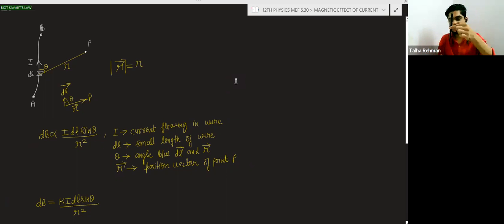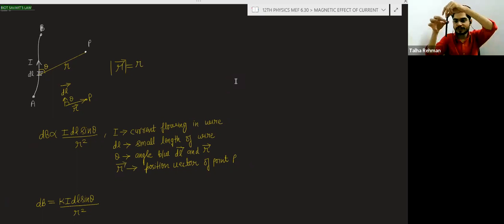Suppose this is the wire, and in this wire there is a current. You can calculate the magnetic field due to a small length of this wire with the help of Biot law.